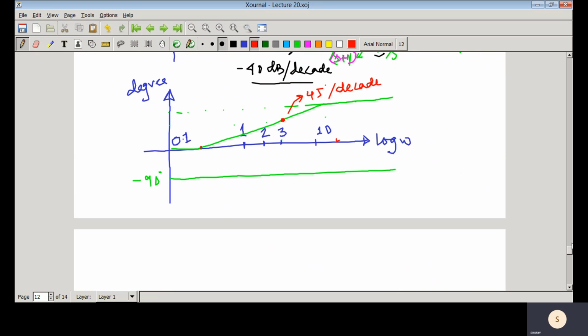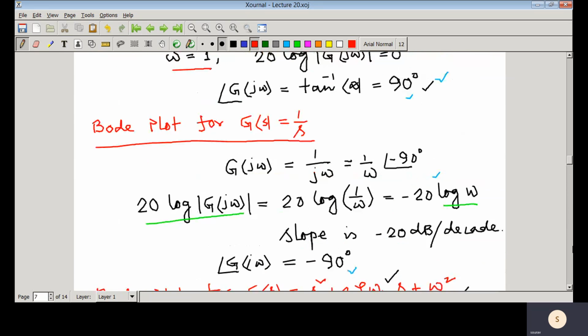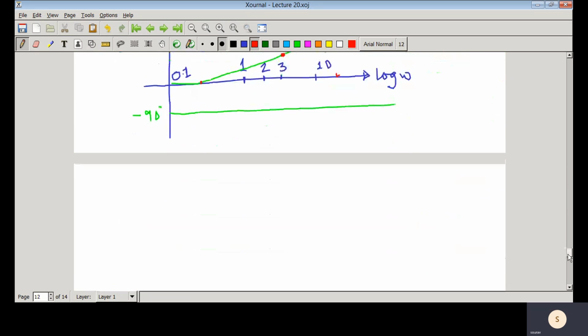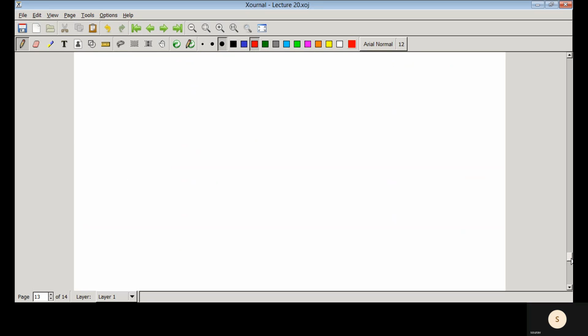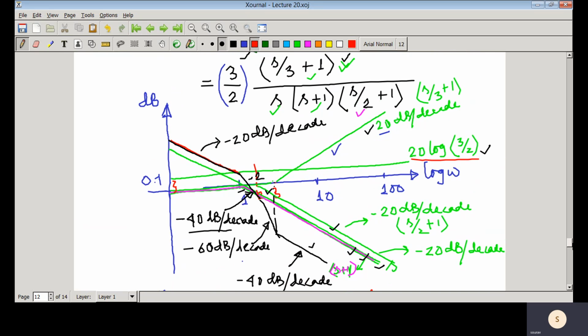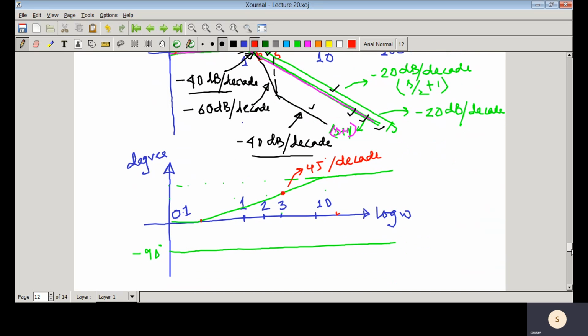This is for that first term. So we have done it for the first term and the S term. So this term and that term we have done. So then for S plus 1, we can see that at 1 it would be 45 degree. So that means there would be one, so here that is 1, at 1 it is 45 degree.